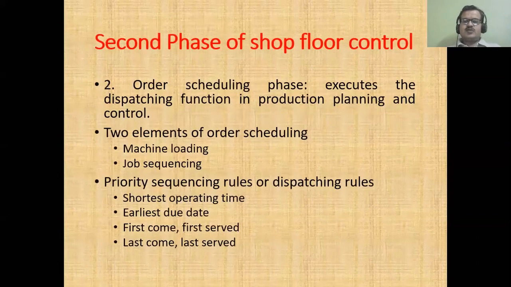So we release the order basically. Then the second phase of shop floor control is the order scheduling phase, wherein it executes the dispatching function in production planning and control, PPC. Two important elements of order scheduling are machine loading and job sequencing, because job sequencing is very, very important. Which part needs to be loaded and how it should be decided? So some rules are there. It is very common sense rules.